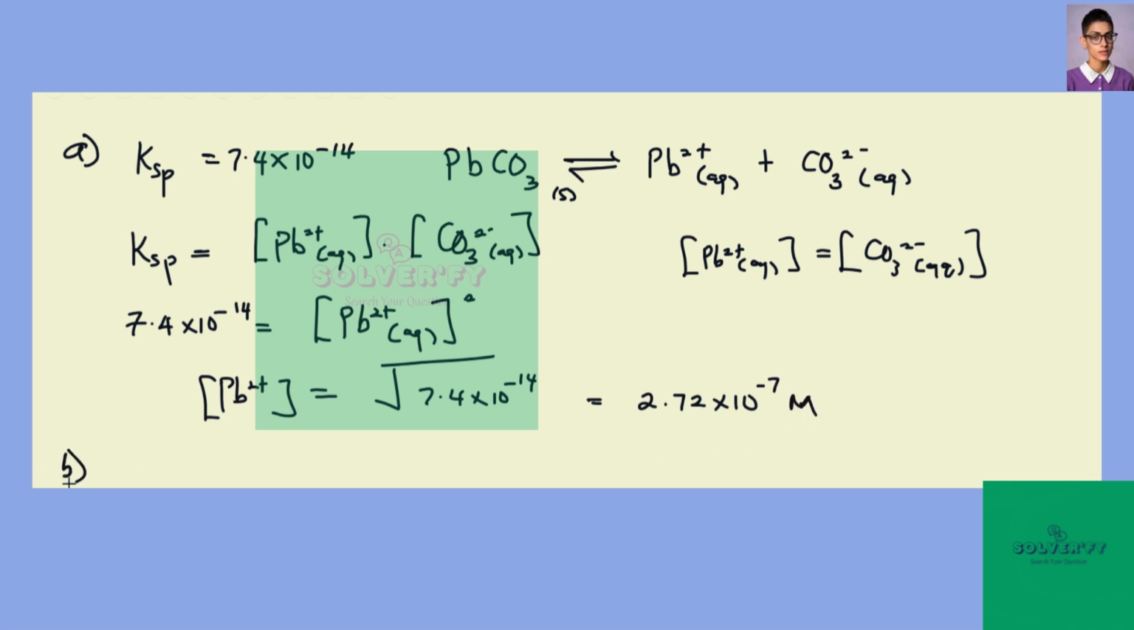Part B said, what is the concentration in parts per billion of ions in the saturated solution? So we need to convert the 2.72 times 10 to the power minus 7 molar to parts per billion. Parts per billion is micrograms per liter.